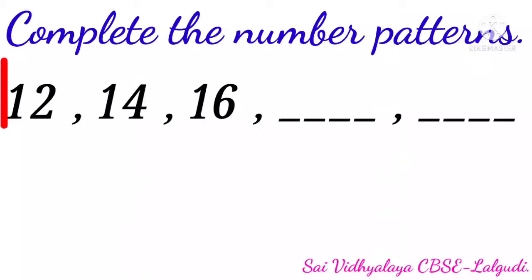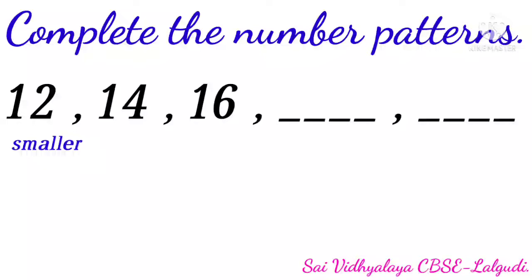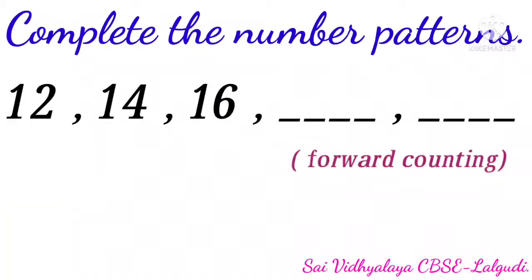Look at the first two numbers. Compare these numbers. 12, 14. Here, the first number is the smaller number. So, we have to do forward counting.